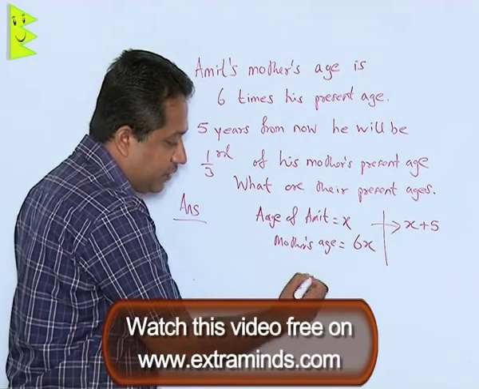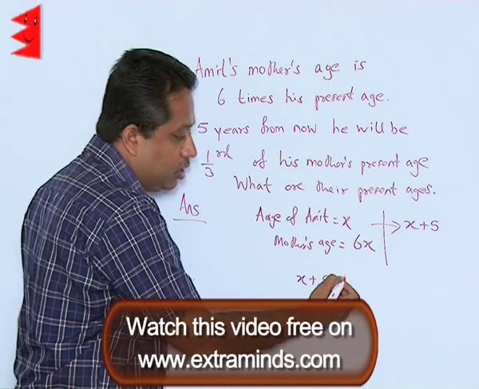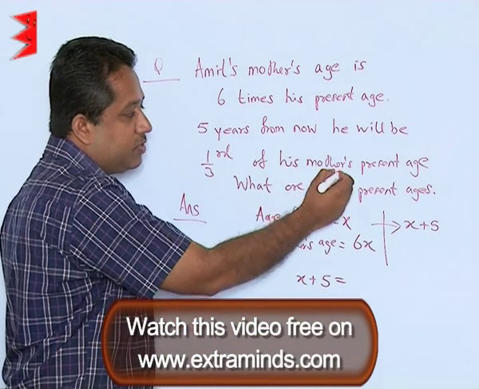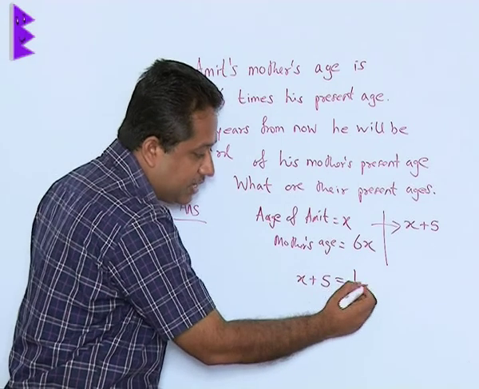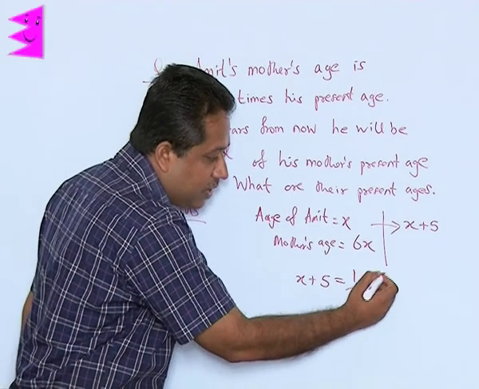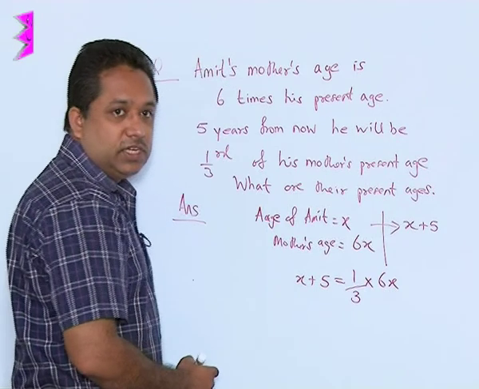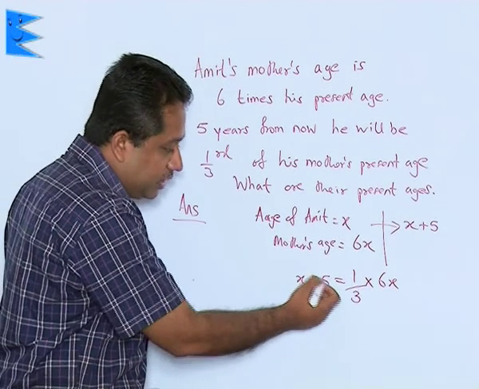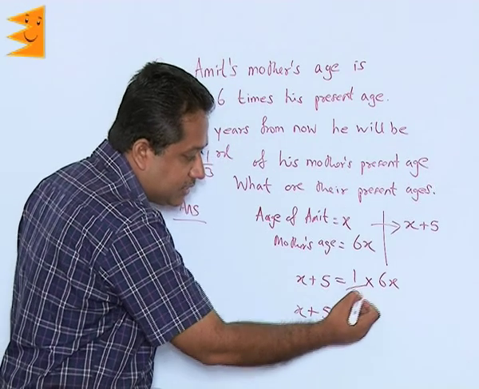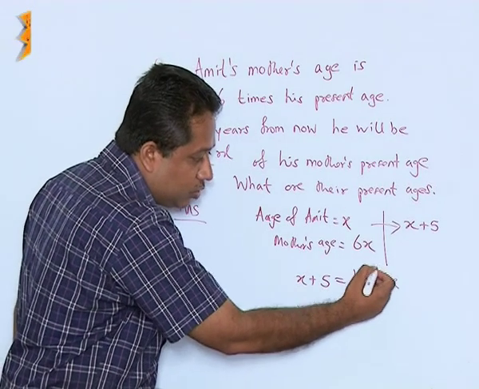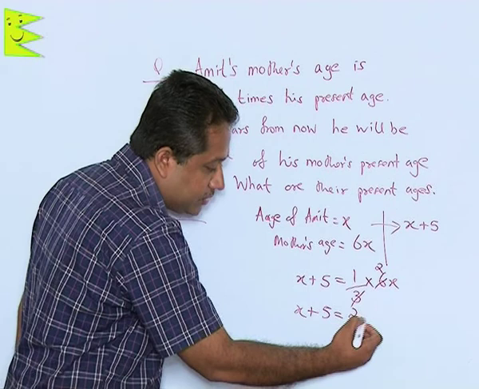So, x plus 5 is equal to 1/3 of his mother's present age. So, present age is 6x, that will remain as it is. So, this will be 1/3 into 6x. Solving this further, we get x plus 5 is equal to, you can cancel this, 3 1s are 3, 2s are 2. So, this is 2x.